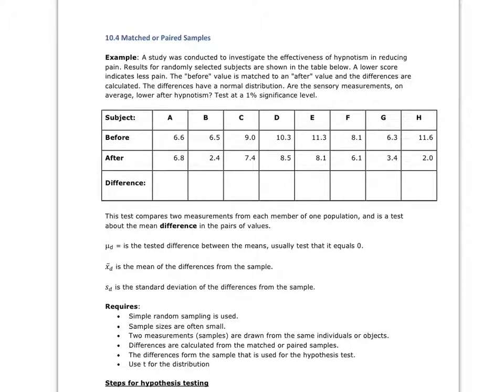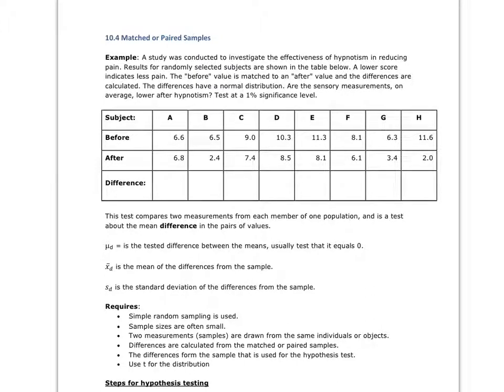And then we take a sample from that population, right? We have a sample of 8 here. For each of those sample members, we have 2 measurements. Like for subject A, we have the before measurement of 6.6 and the after measurement of 6.8. So they come from the same sample member, but they're 2 different measurements.